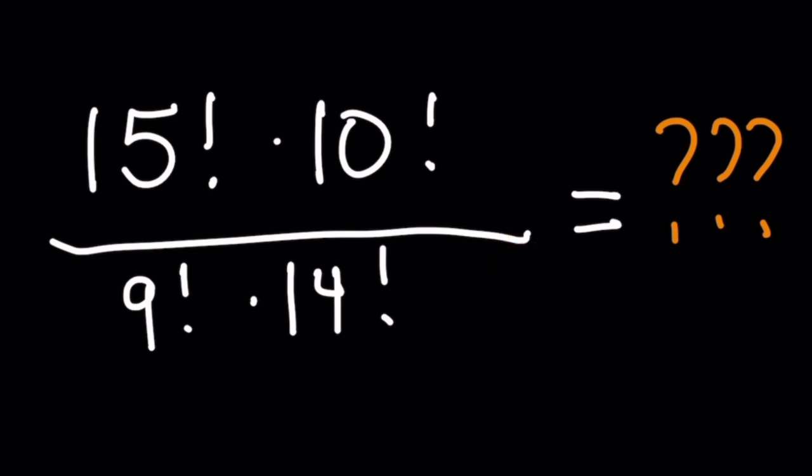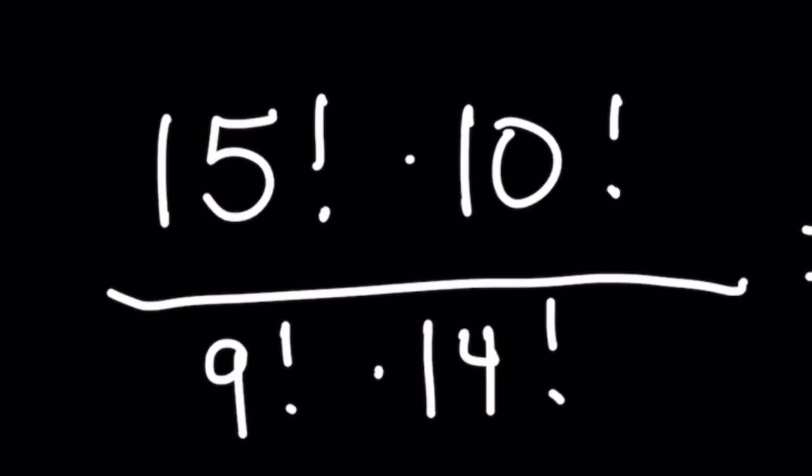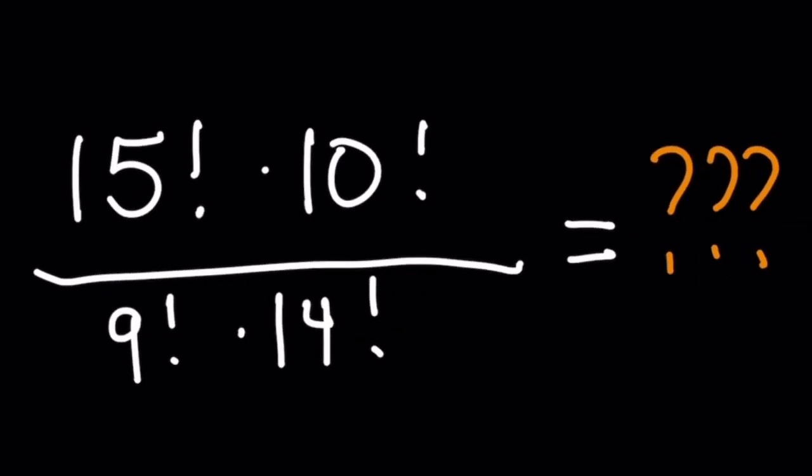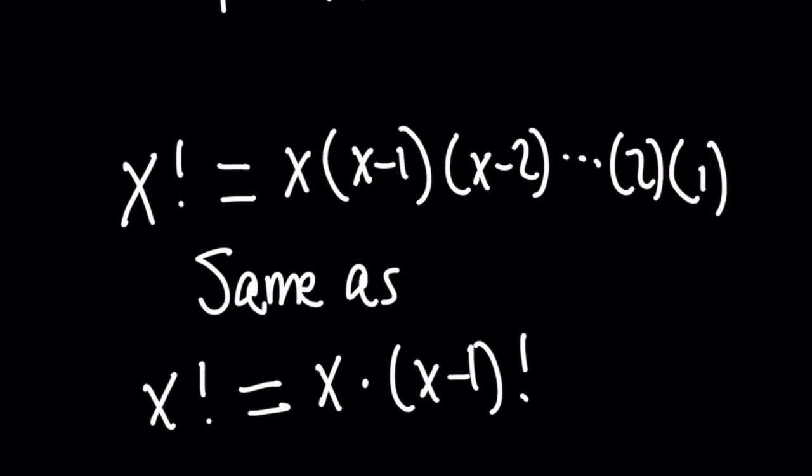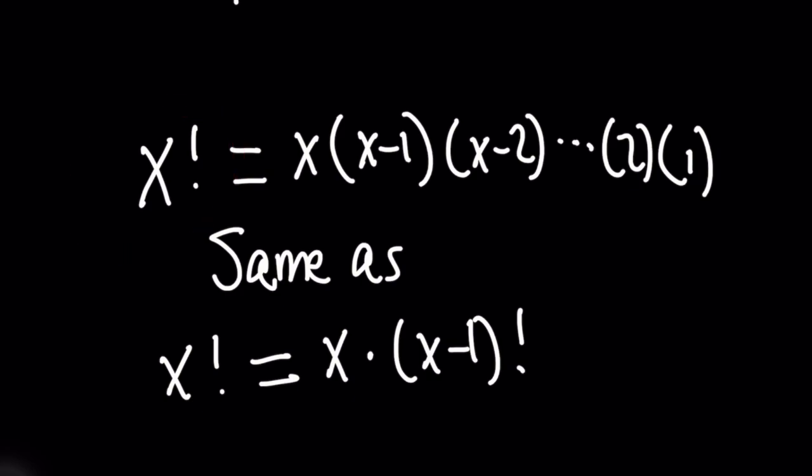Let's talk about this factorial expression, 15 factorial times 10 factorial, all over 9 factorial times 14 factorial. In case you don't remember what factorials are, when you have a number with an exclamation point symbol in front of it, let's call that number x. It's the same as x times x minus 1 times x minus 2 times x minus 3 all the way down to 2 times 1. And that's, of course, if x is greater than 2.